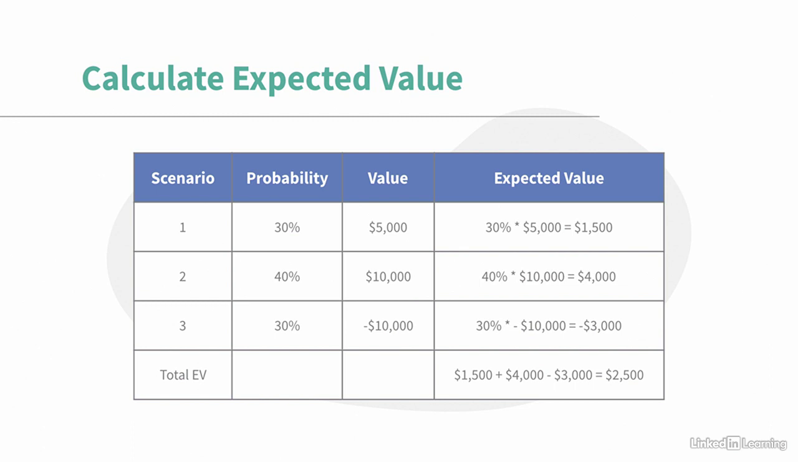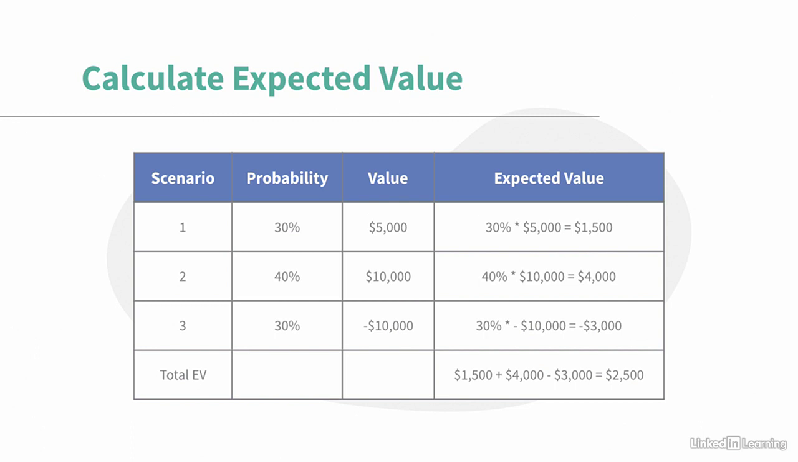So in scenario 1, the value is $5,000, positive 5,000. For scenario 2, it's 10,000, and for scenario 3, you would have a loss of $10,000. You can then calculate the expected value for each of these scenarios. To do that, you multiply the probability by the value.